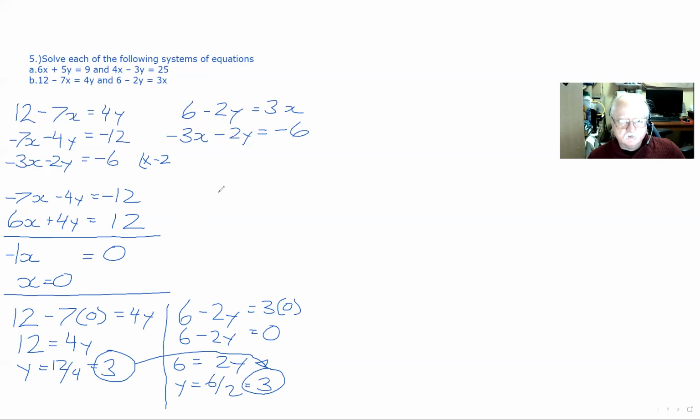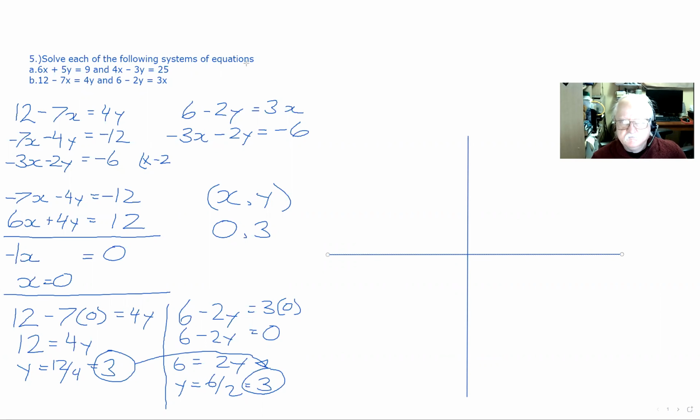So our ordered number pair, x comma y, must be equal to 0 comma 3. In other words, when these two lines intersect, when x is 0, y is 3. They intersect at this point here.